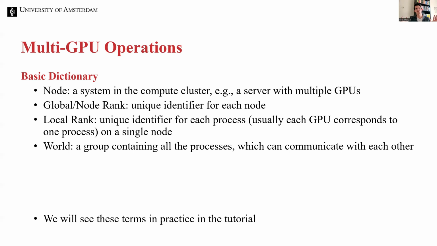And then there is one last thing, which is called the world. The world is like the actual world, consisting of all of the processes in the experiment you're doing, and they all live together, in the sense that they can communicate with one another. The world size is the number of all the processes. So if you have one node with 3 GPUs, then the world size will be 3. We will see some of these terms in more detail in the tutorial as well. Cool. So that's the basic dictionary.